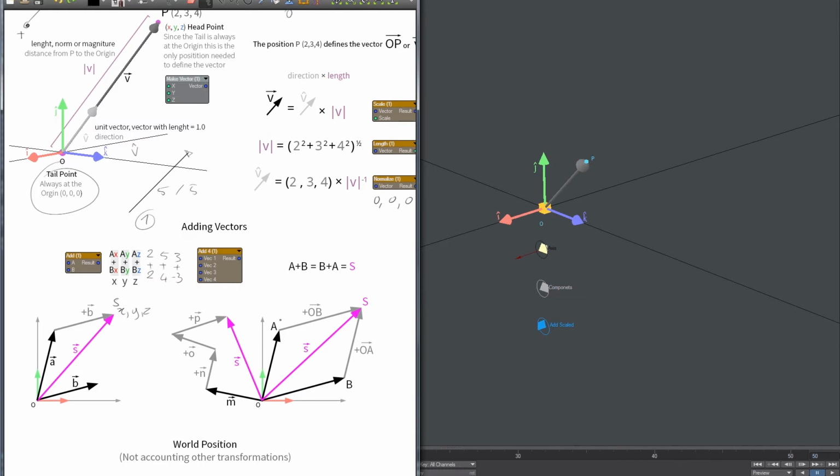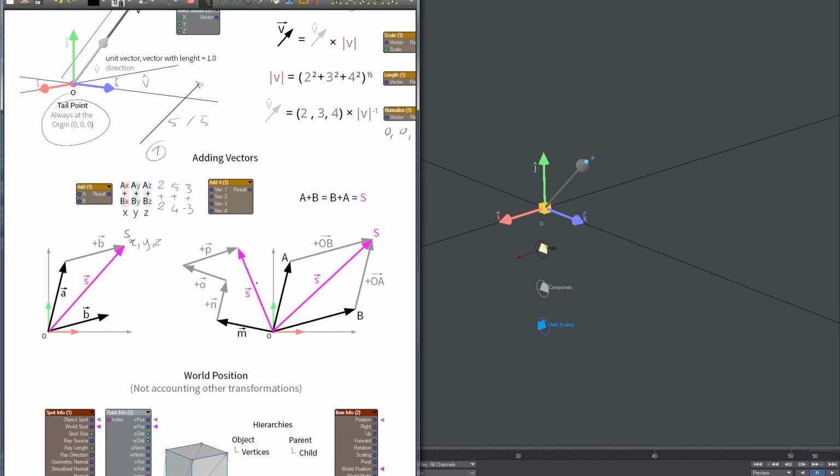So here I have the position A, and I add the vector OB, this vector here. So I draw it in the context of A. And so, of course, I get to this point. If I start with B and I add OA, I'm going to get to the same position. So it doesn't matter in which order you add things, for example, in this node. Let's check the world position.